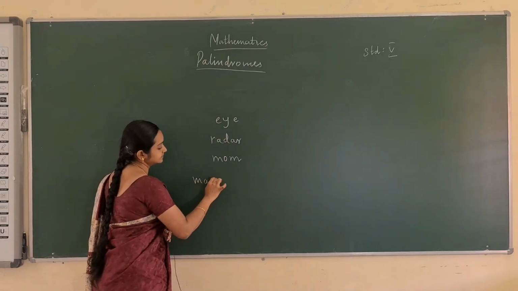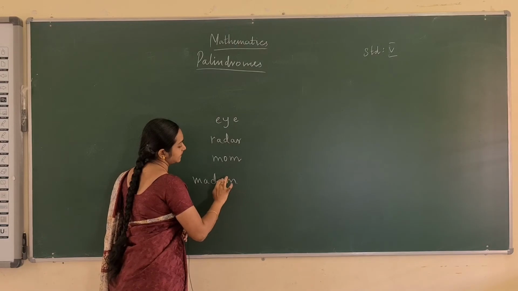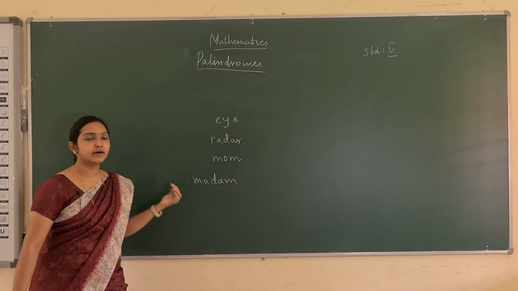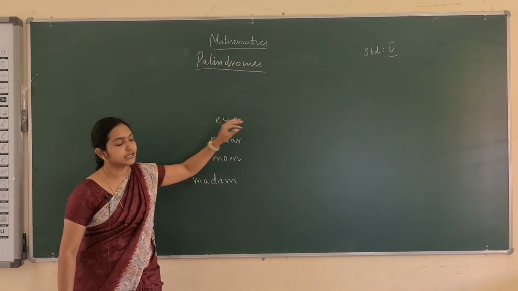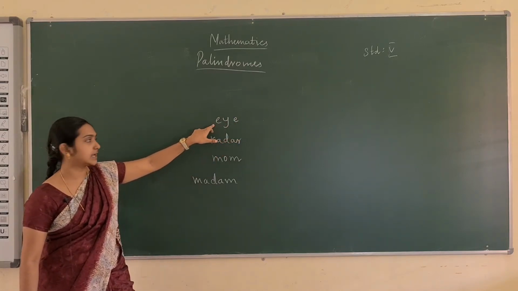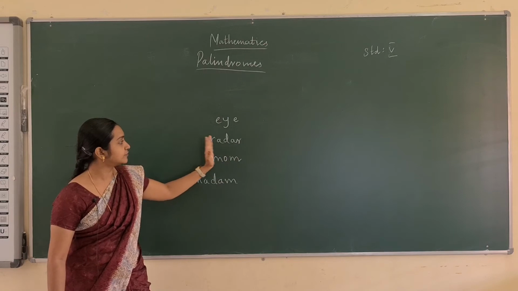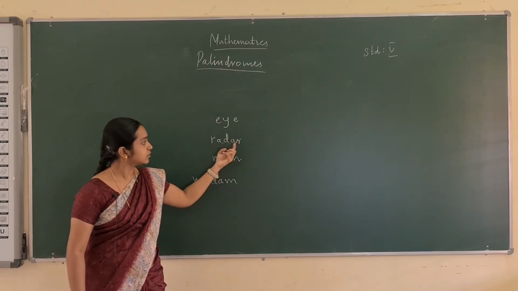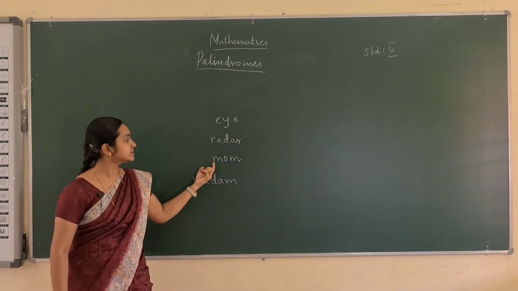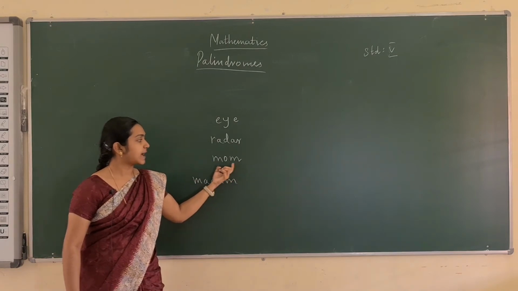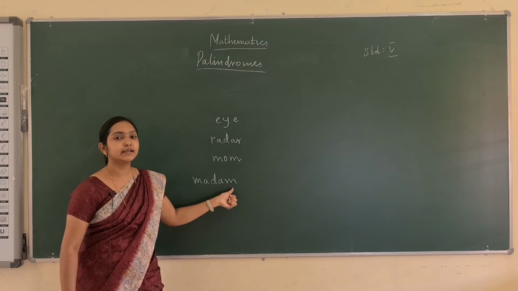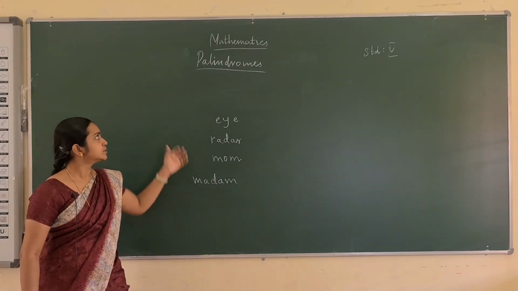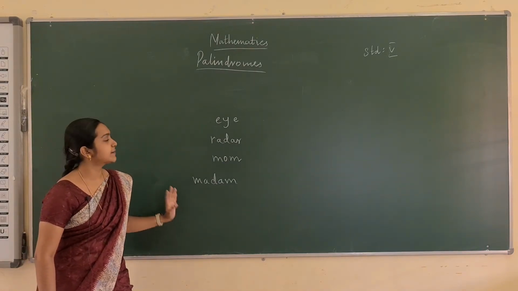Madam. Now read the word backward. Eye. It is also eye. If you read forward, it is eye. Even if you read backward, it is eye. Here it is radar from forward. From backward also, it is radar. Here it is mom. While reading backward also, it is mom. Here it is madam. While reading backward also, it is madam. So these words are called palindromes.